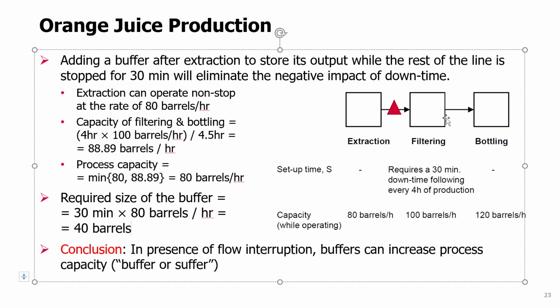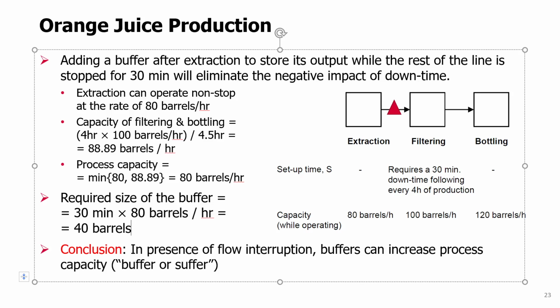And I want you to see also that it doesn't really matter if we want to introduce a buffer here. It doesn't make sense to introduce a buffer after filtering because there is not going to be any benefit in filtering and bottling when they are stopped. They can catch up, they can process the additional 30 minutes of extraction, right? About the 40 barrels they can process easily and catch up and empty this buffer before the next filtering, cleaning, right? Downtime is necessary. So there is no other buffer that is really useful in this example.